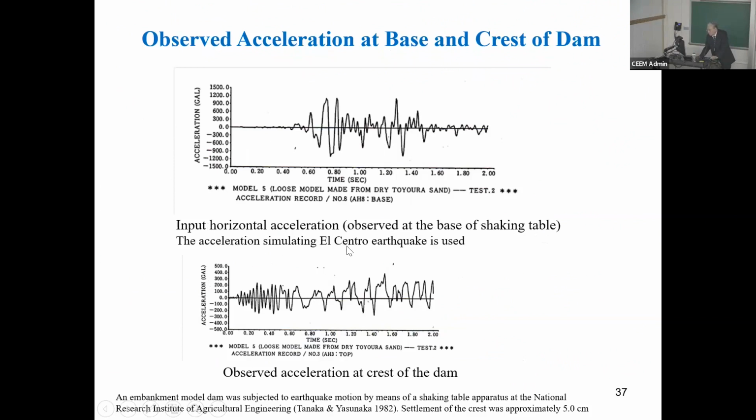Input horizontal acceleration observed at the base of the table. The acceleration simulating eccentric pathway can be used. And this one, observed acceleration at crest of the dam. After the experiment, displacement of crest is 12 centimeters.